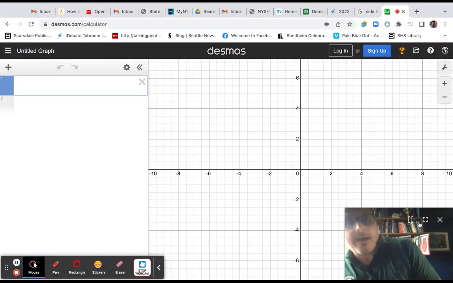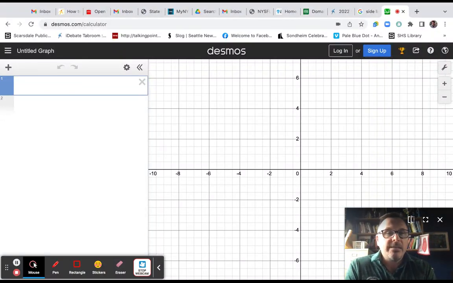Hi, folks. I'm just making this quick Screencastify for you because I want to show you this tool of using Desmos in order to do parametric equations. For some of you who are absent, or for some of you who are on the other side of the room, the details might have been hard to see, so I thought I would just make this quick video.